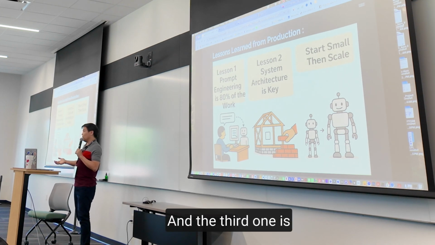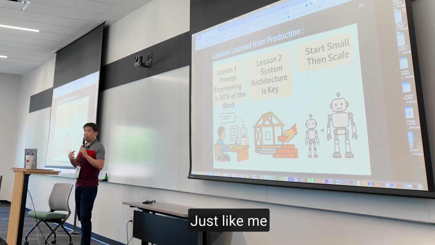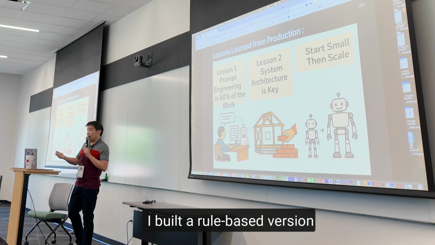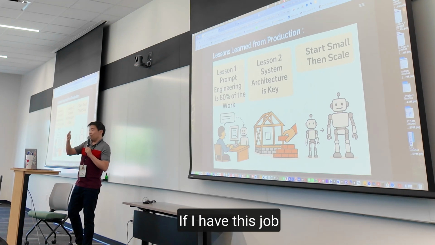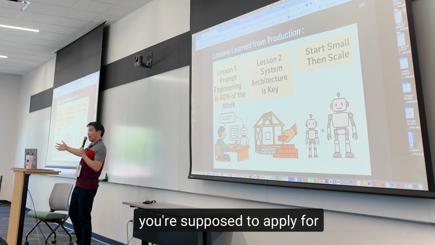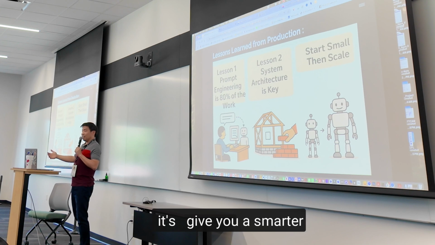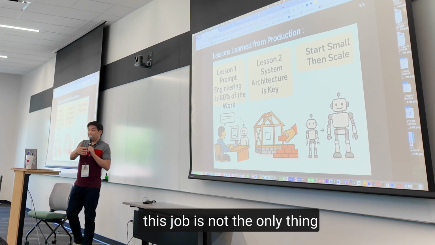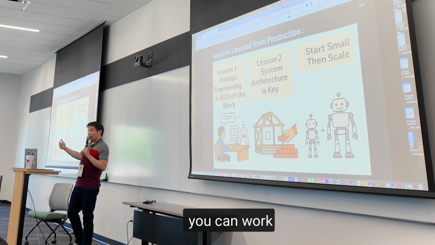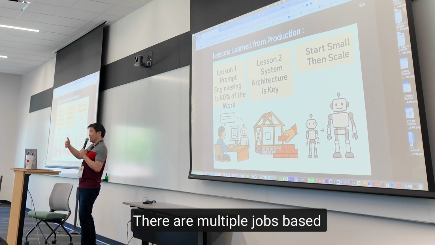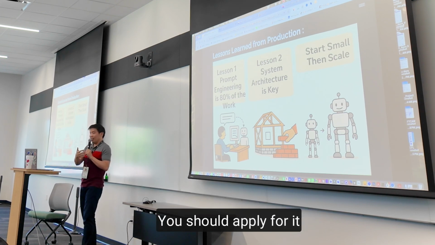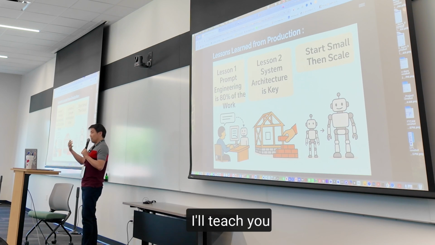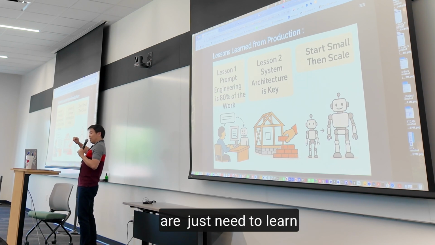And the third one is, of course, you build it from small. Just like me, at the very beginning, I built a rule-based version. If I have this job, you're supposed to apply for this work. Right now, it's not. Right now, it basically gives you smarter data. Actually, this job is not the only thing you can work. There are multiple jobs based on your skill. You should apply for it. And if you are missing something, I'll teach you. You actually just need to learn a little bit of this.